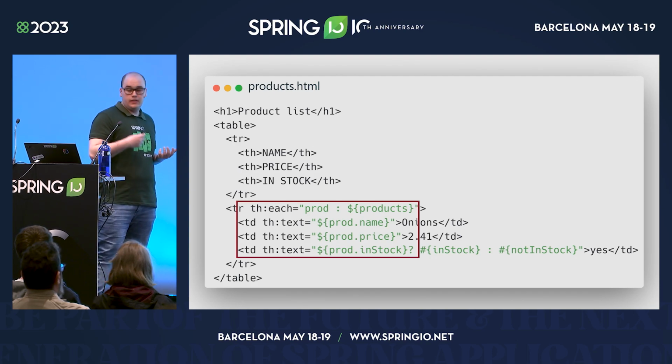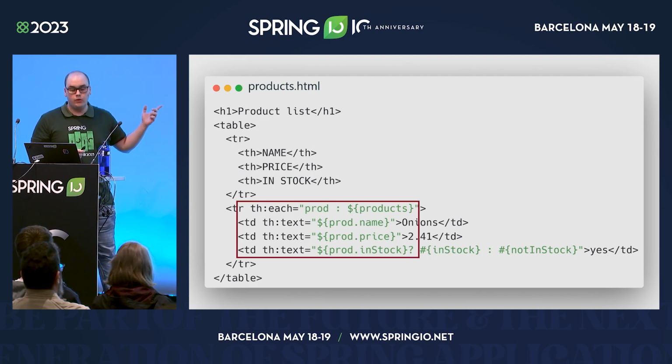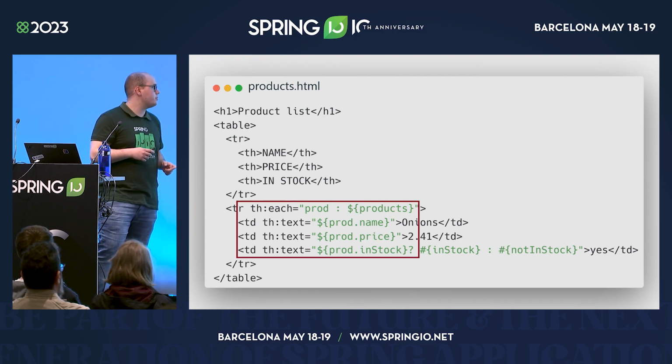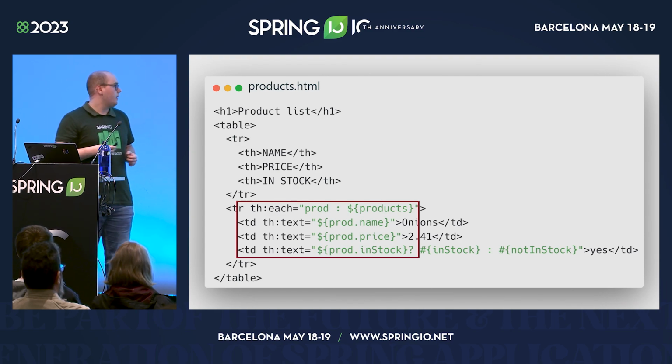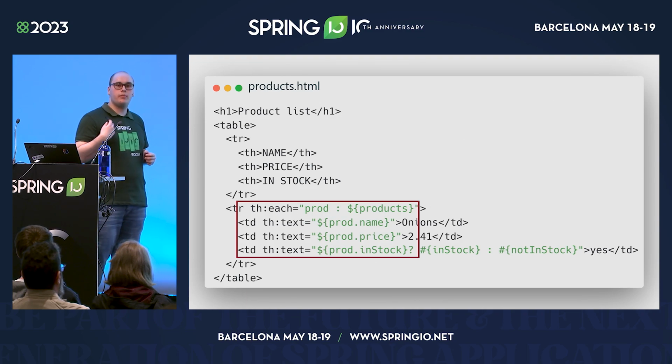We can also do stuff like iteration over a list. Here, we iterate with the th:each attribute over the list of products. Then we show a table data cell for each property of the object.